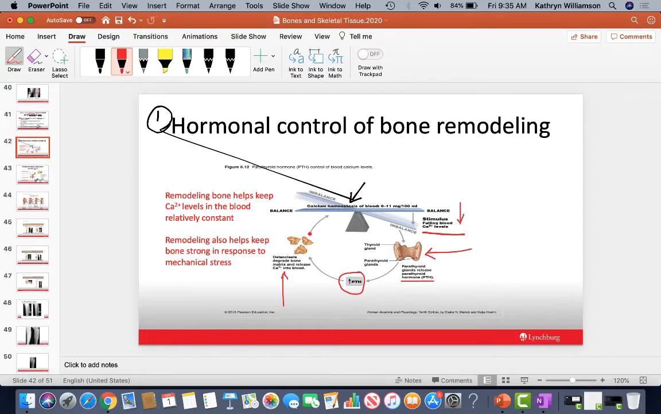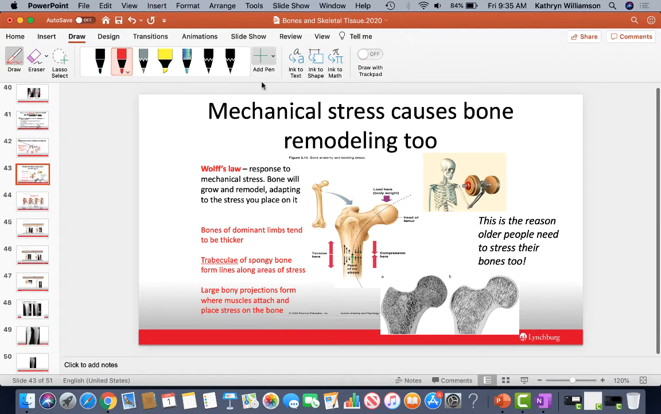And when that happens, our blood calcium levels are going to increase back up to that normal level that we like, and the whole thing's going to shut off, just like a typical negative feedback loop that we see in the body. So remodeling helps keep calcium levels in the bloodstream relatively constant, but we also have a second type of remodeling, and that's in response to stress.